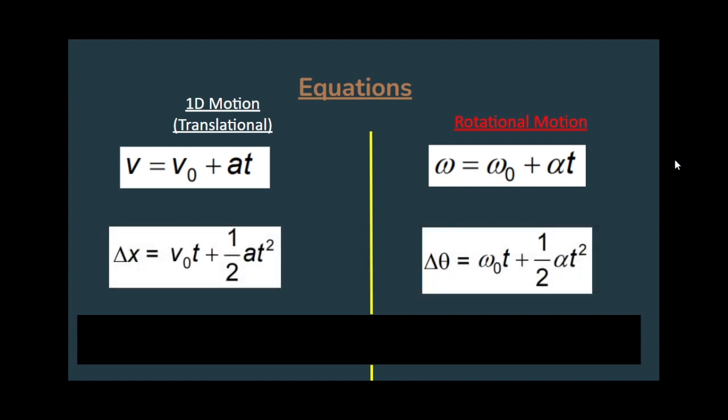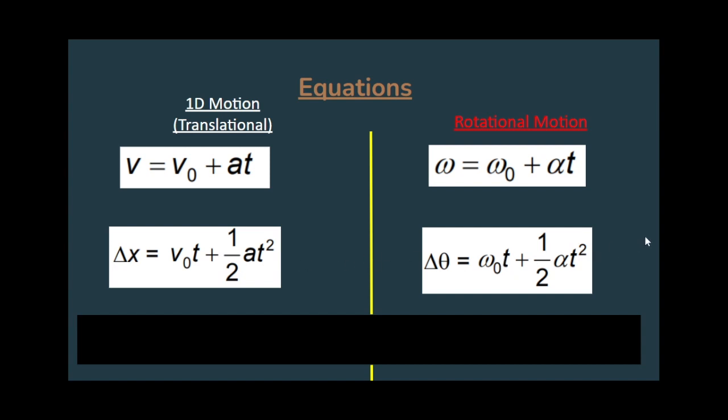Take a look at our next one here, and this is really our big dog equation, just moved around a little bit, where delta x is equal to initial velocity times time plus 1/2 a t squared. With rotational, it would be delta theta equals omega initial times t plus 1/2 alpha t squared.